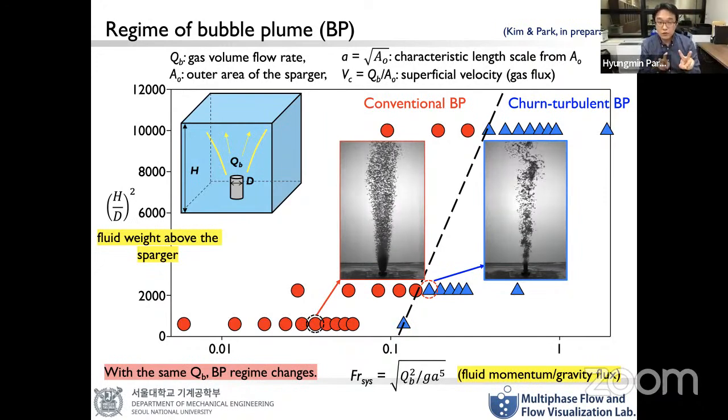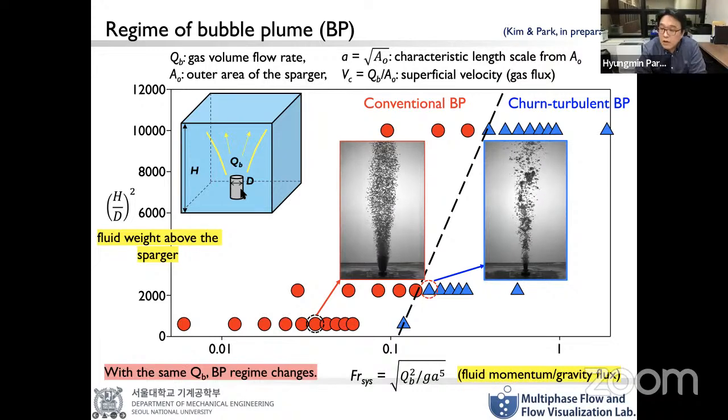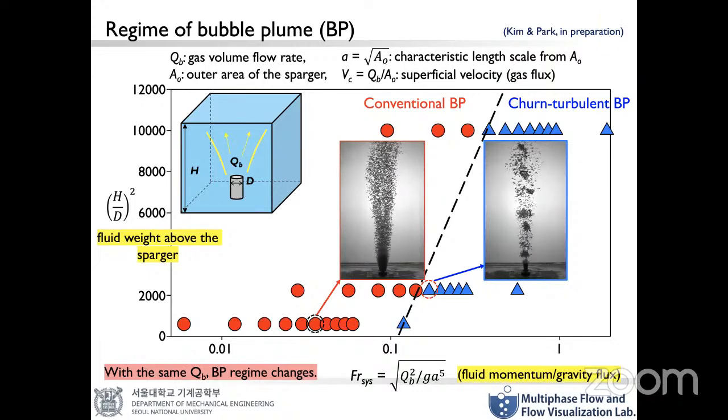And those two actually determine which kind of plume you can achieve, even with the same amount of gas and water. So that means you can achieve that just by controlling the size of the bubble.